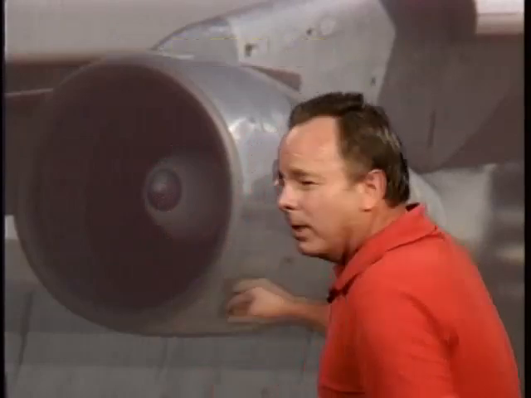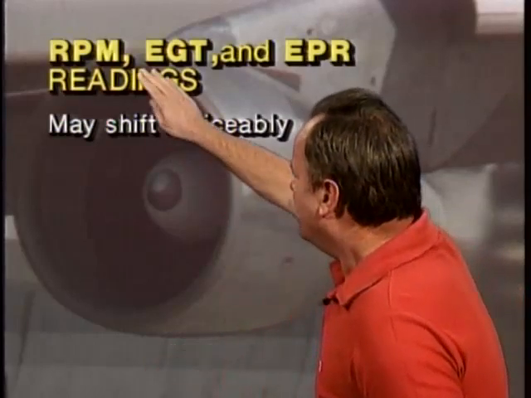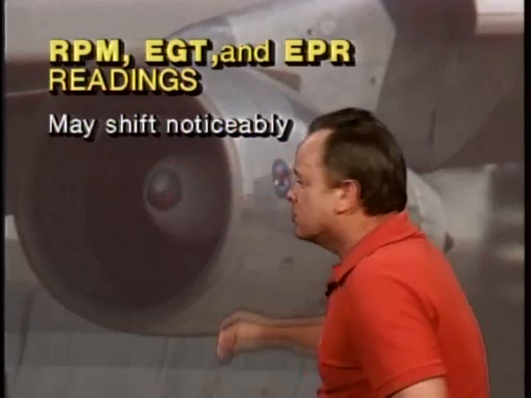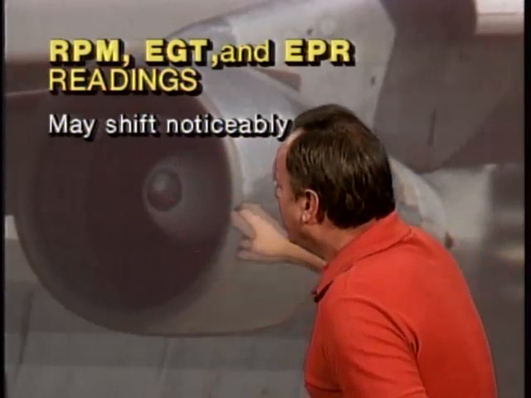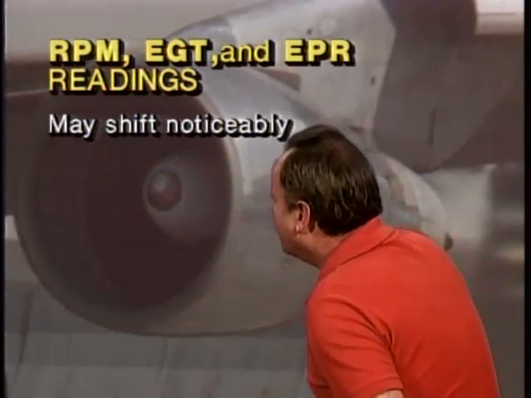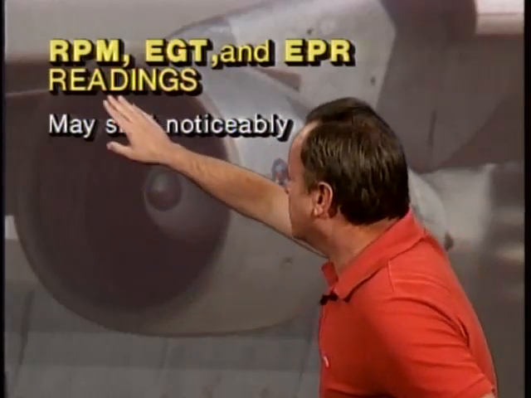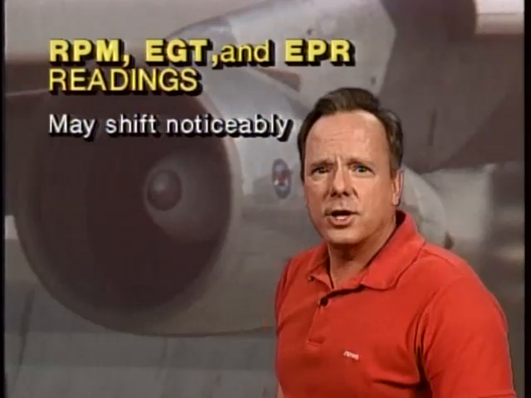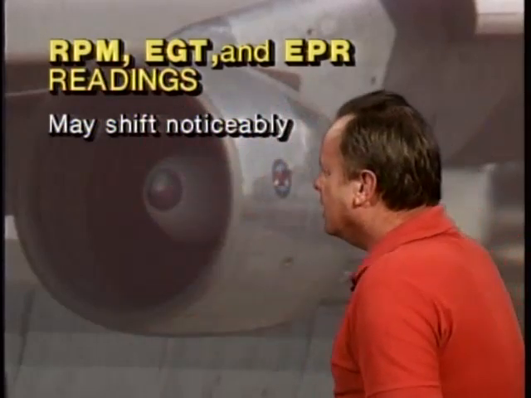Now, when you do apply this anti-ice, you're going to get some change in your engine readings. For instance, your RPM, your exhaust gas temperature, and EPR readings may shift noticeably because you're taking bleed air away from that engine, which would be used for the engine normally to run the compressor, or the compressor uses to run the engine actually, and you're taking that away and you're applying heat to the inlet of the engine, so you're going to get some changes in RPM, EGT, and EPR. You might not notice too much change in the fuel flow, but you will in these parameters, RPM, EGT, and EPR.